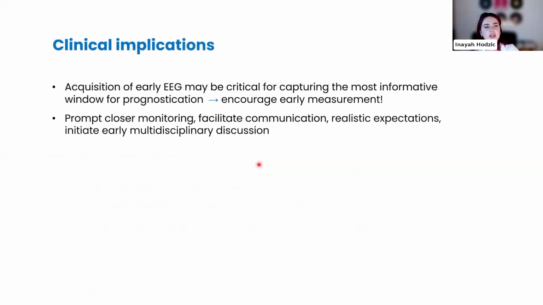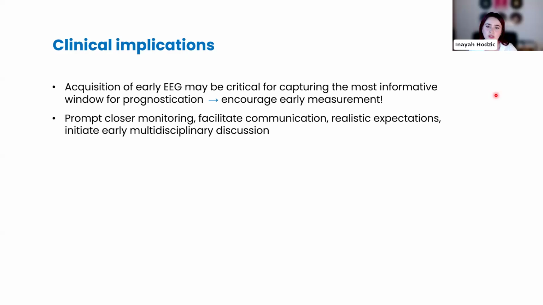But what does this then mean clinically? What are the clinical implications of this? So it suggests that the acquisition of early EEG may be critical for capturing the most informative window for prognostication, and therefore we hope that this encourages the early and timely measurement of EEG recordings. So early EEG recording is part of European guidelines and current protocols, and many hospitals have EEG set up and readily available within the 24-hour period.